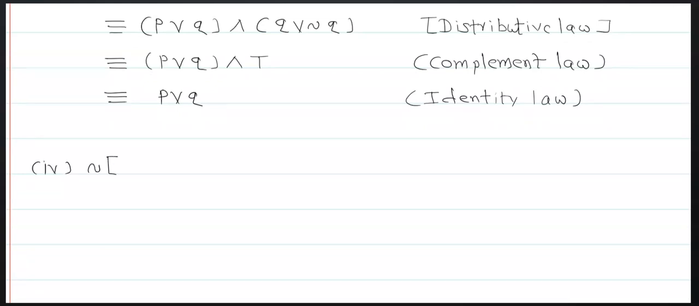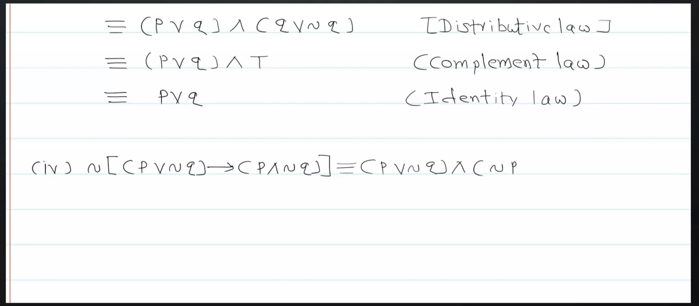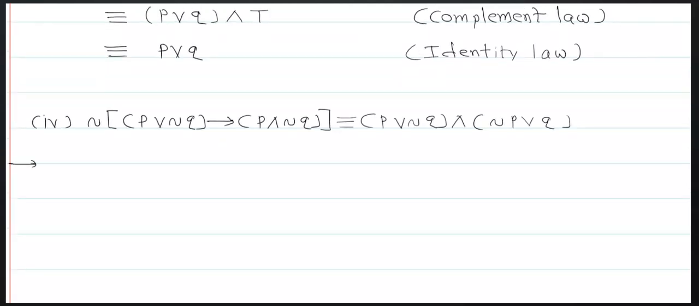Now next, fourth one: negation of P or negation Q implies P and negation Q is equivalent to P or negation Q, or in bracket negation of P or Q. Now the negation of P or negation Q implies P and negation Q. Implication.